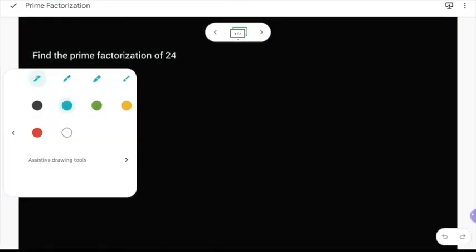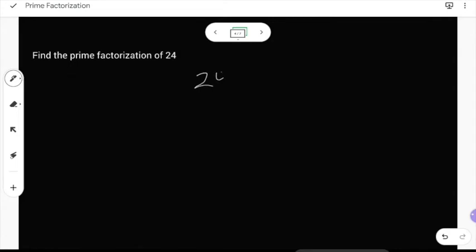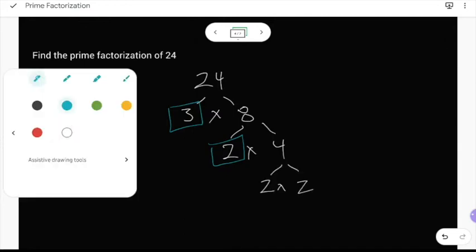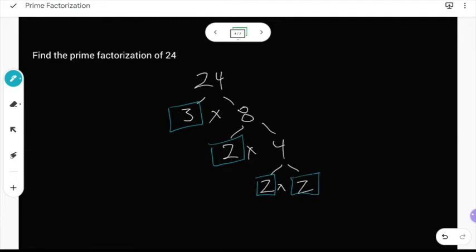Okay? I could do another one. What if I said 24? Well, I know that's the same thing as 3 times 8, because now I'm taking out that prime factor of 3 right away, and that works. And then 8 is still composite, and I can split it into 2 times 4. That 2 is prime, so I put a box around it. And I know 4 splits into 2 times 2. And so I put my boxes around those. Again, 24 is still equal to 3 times 2 times 2 times 2.